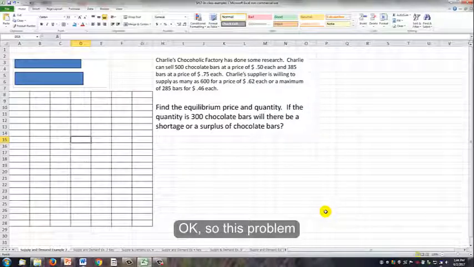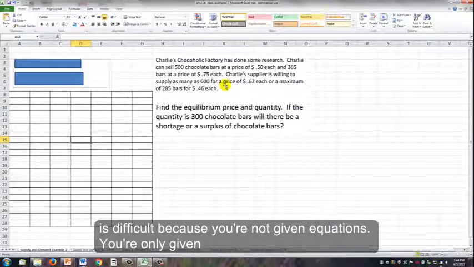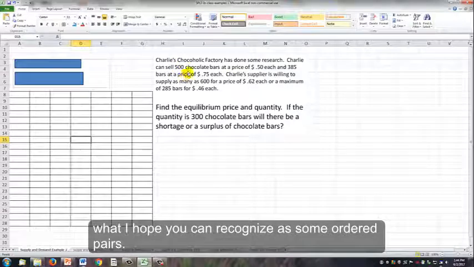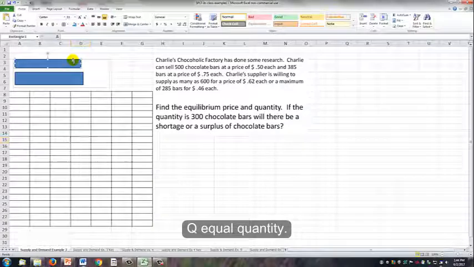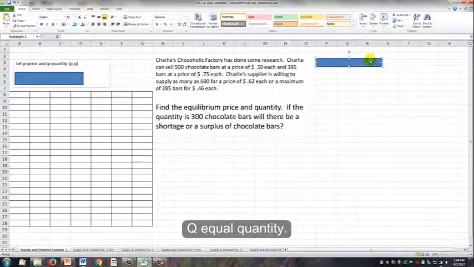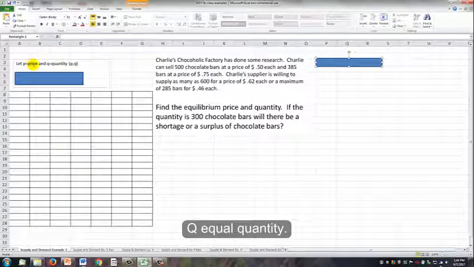Okay, so this problem is difficult because you're not given equations. You're only given what I hope you can recognize as some ordered pairs. And you have price and you have quantity. So really step one is to think about that and write that down. We're going to let P equal price and Q equal quantity.